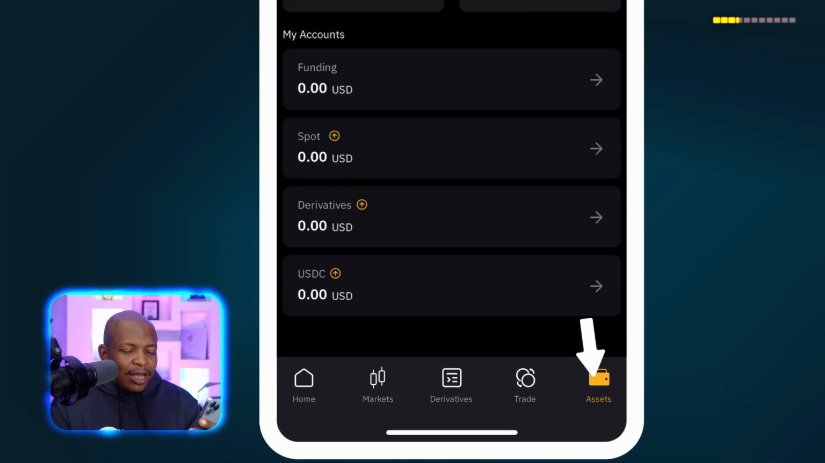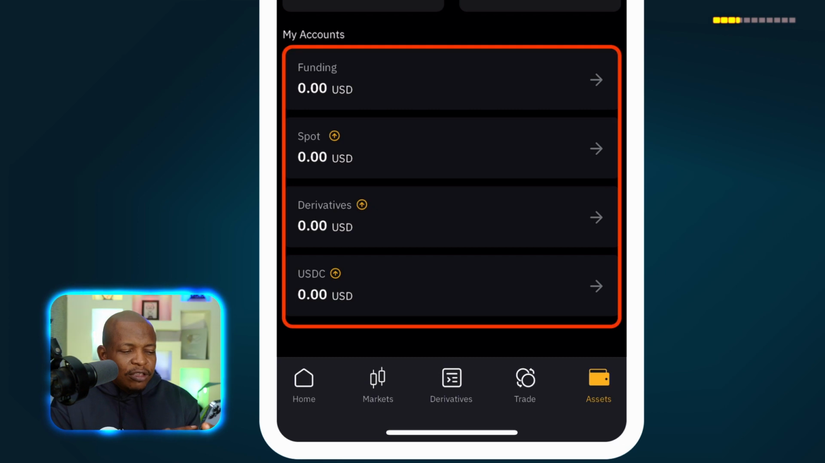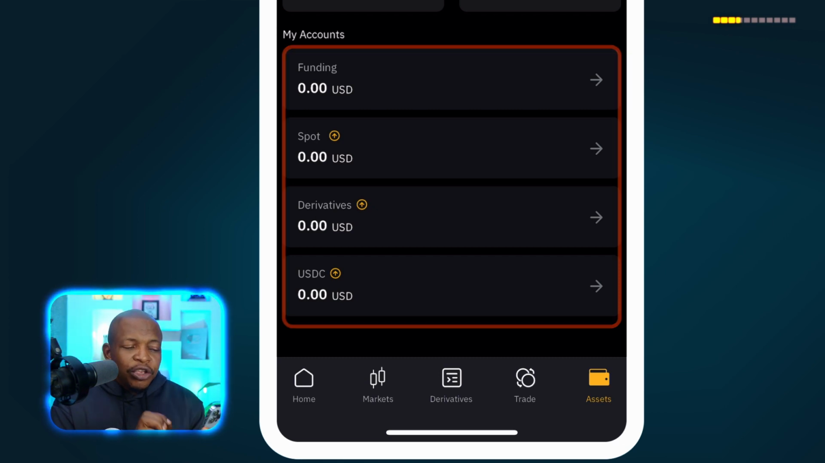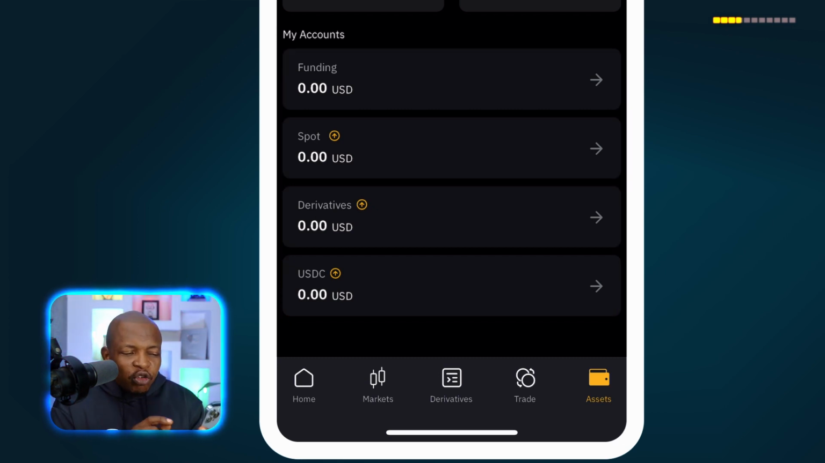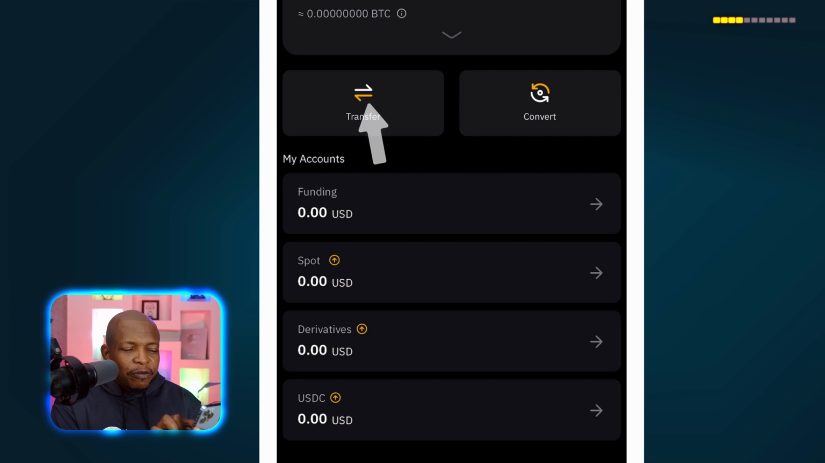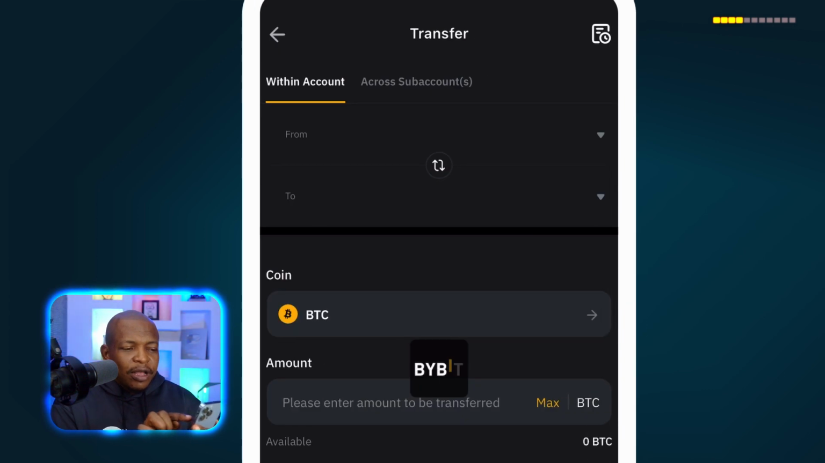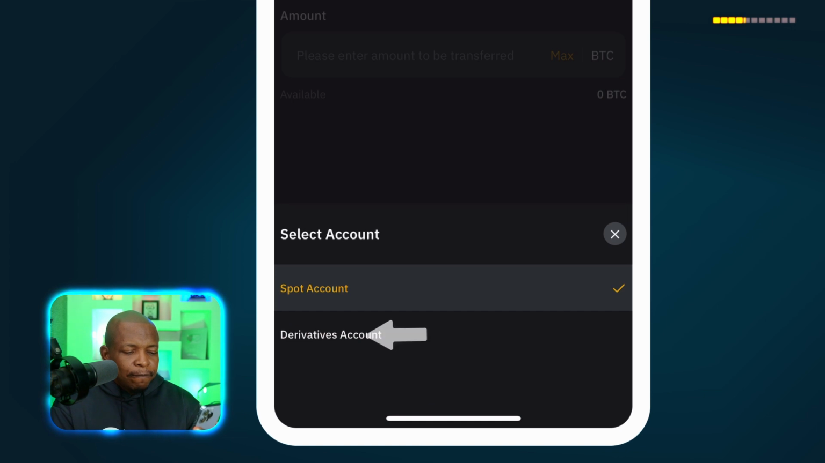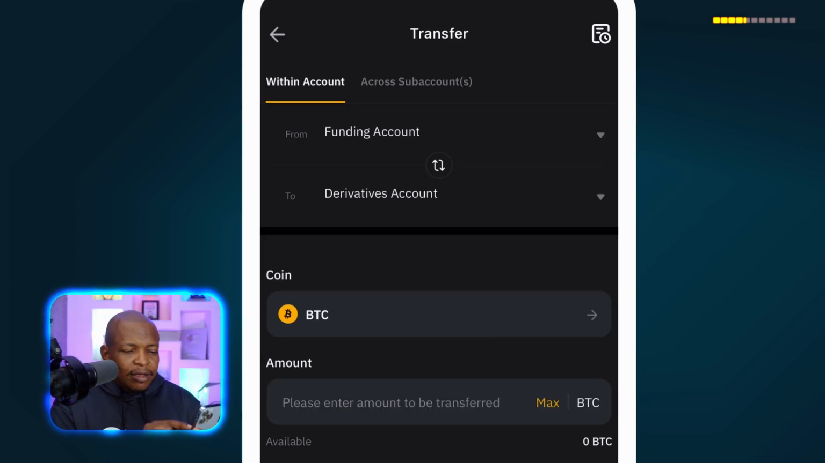Now, if you go to the assets section, you have funding, spot, and derivative. When you fund your account, the money will be in the funding. So to get it to derivative here, you have to use this transfer to transfer the money from funding. You change this to derivative, then select the coin, usually USDT, and you click on it and confirm, and the money will move to your derivative account. This is the money used in trading futures.